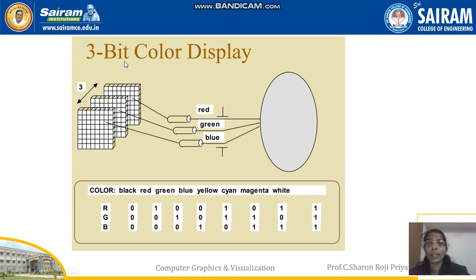Here is the 3-bit color display. To represent a single pixel, I am using 3 bits. So totally how many colors are possible? 2 raised to 3, which is equal to 8. You can see all the 8 colors. Where R, G, B are all 0, it means black. Where RGB is 1, it is white. In between, the other colors are shown.